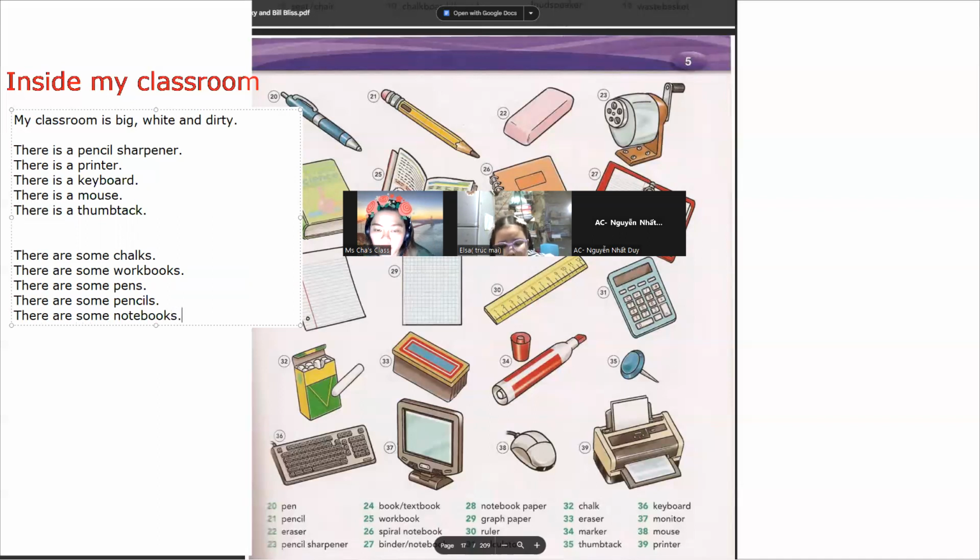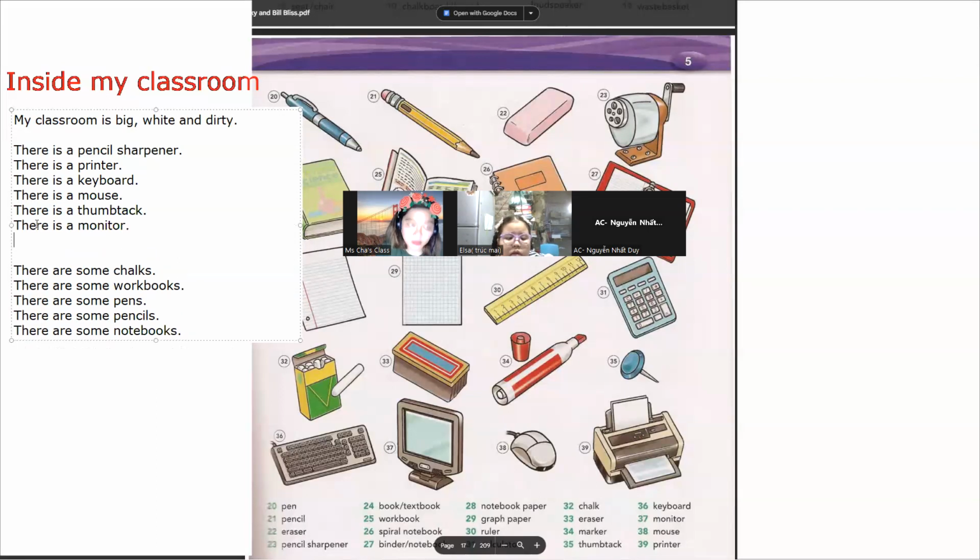How about let's talk about something else. There is a monitor. So there's a computer, technically. There is a ruler. Do you have a globe inside the classroom? Yes. All right. So is it there is or there are? Only one. There is a globe.